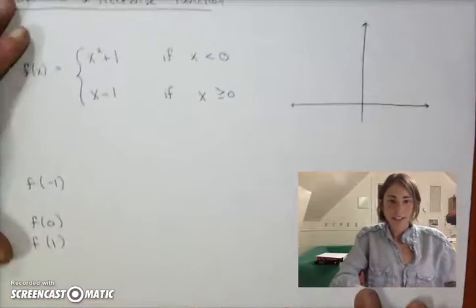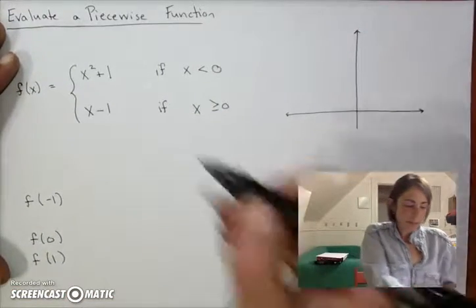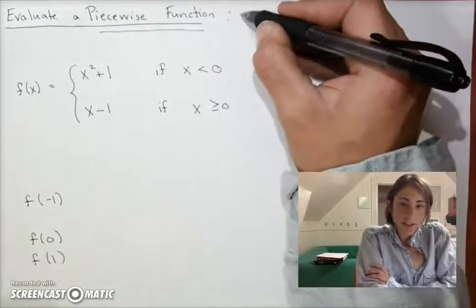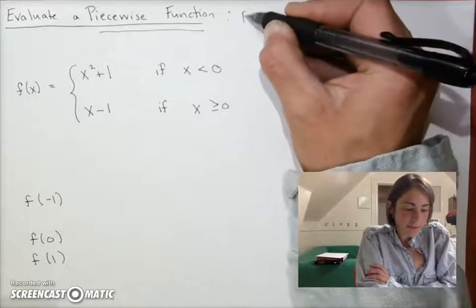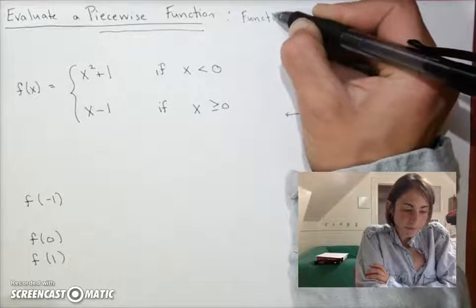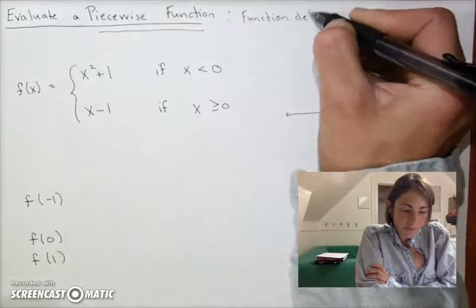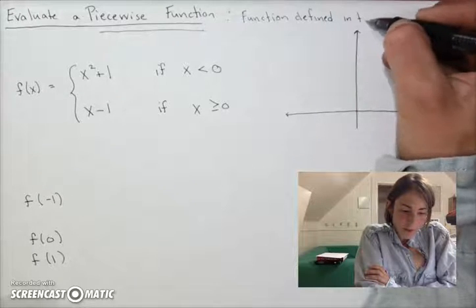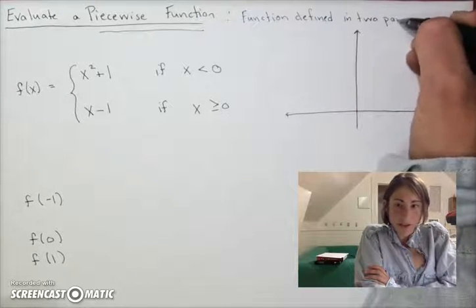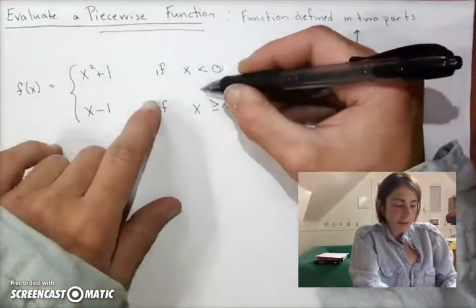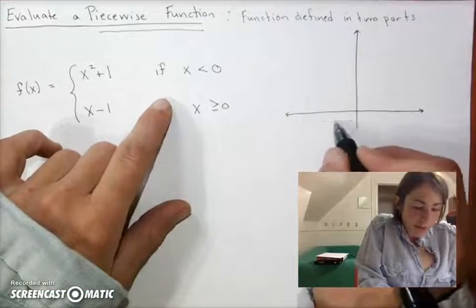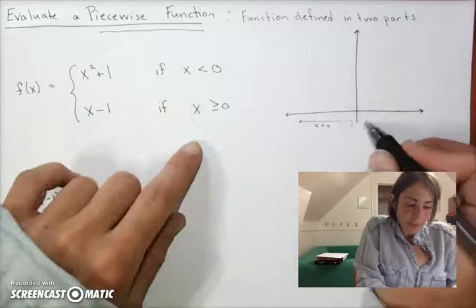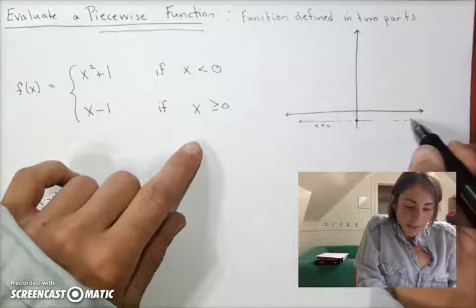Now our final example, the hard one, a piecewise function. All this means is the function is defined in two parts. And you'll see these types of functions a lot. So the first part is defined for the values when x is less than 0. So x is less than 0 here. X is greater than or equal to 0 here.